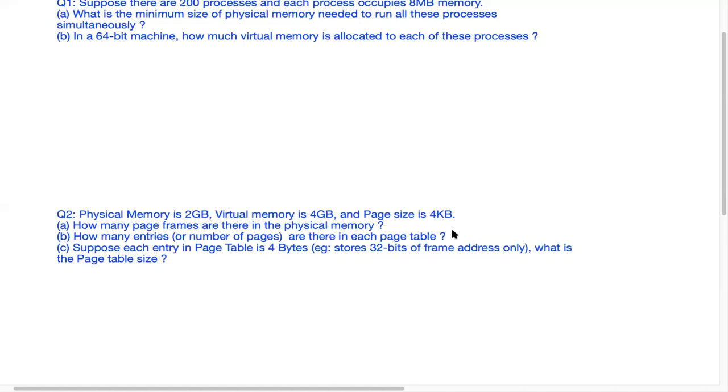2 raised to power 9 is 512. So 512K. Are you getting 512K? I'm just doing it in my head, so let me know if you're getting the same answer. Just do not agree with what I'm saying. I'm also solving it on the fly.